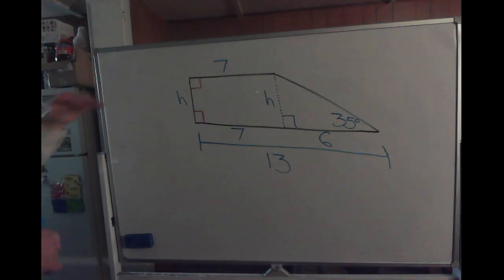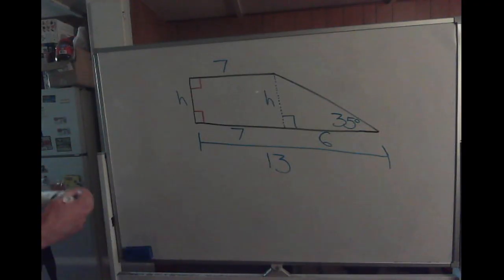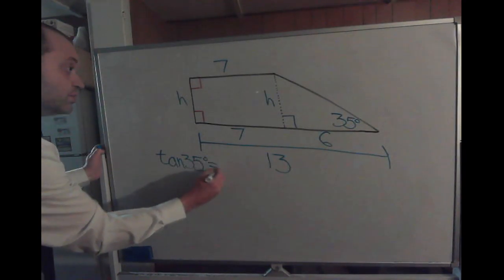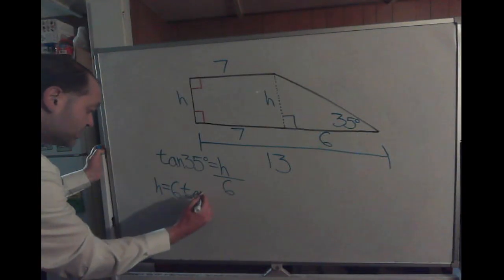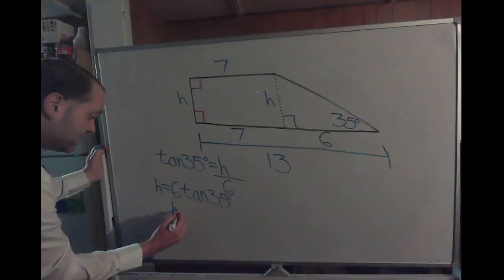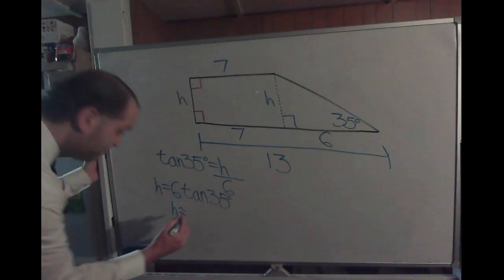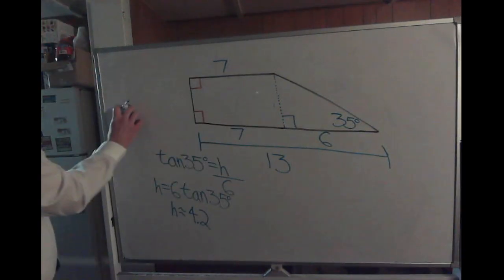So you have a 35-degree angle in this right triangle. The opposite side is the height, the adjacent side is 6. If you relate opposite over adjacent, what ratio is that? That's the tangent ratio. So you're going to take the tangent of 35 degrees, set that equal to your height divided by 6, which means your height is exactly equal to 6 times the tangent of 35 degrees. We'll take 6 times the tangent of 35, which, make sure your calculator's in degree mode, to about 1 decimal place, is 4.2. So the height of this trapezoid is approximately 4.2.